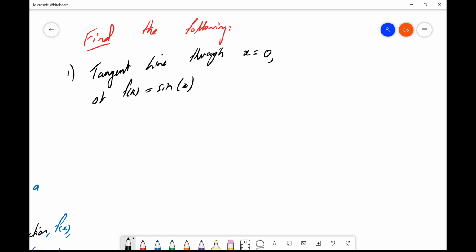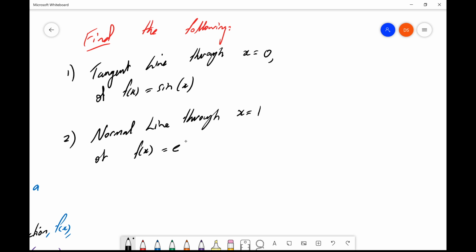Okay, question 1. Tangent line through that of. This of needs some help, guys. Okay. 2. Normal line through x equals 1 of e to the x. You could give me that. That's not too horrendous a task.